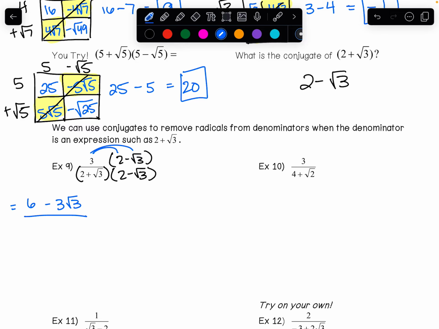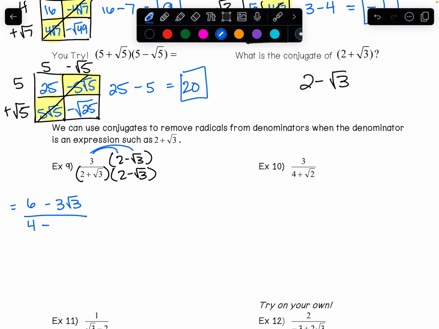In my denominator, we're going to be multiplying just like how we did with these ones up here. If it helps you, go ahead and write out the box. When I do that, I'm going to get 4, negative 2 square roots of 3, positive 2 square roots of 3. Those are going to cancel. And then I'm going to get negative the square root of 9.